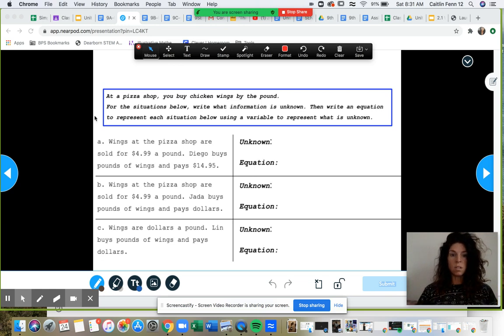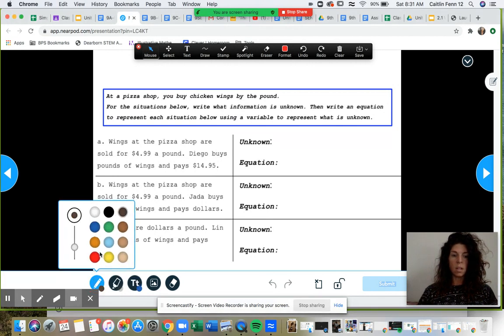Okay, so mathematicians have decided that instead of writing all these words, we can write equations to represent situations to help us find things we don't know. Okay, so here's a situation. Wings at the pizza shop are sold for $4.99 a pound. Diego buys pounds of wings and pays $14.95. So there's something in this equation that they don't tell us.